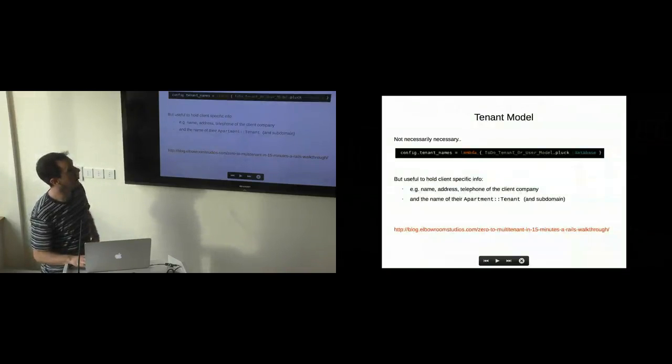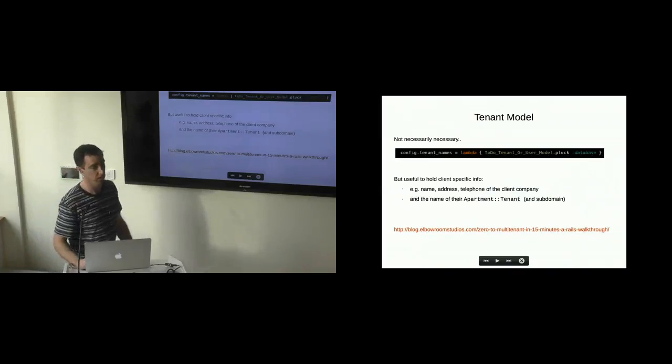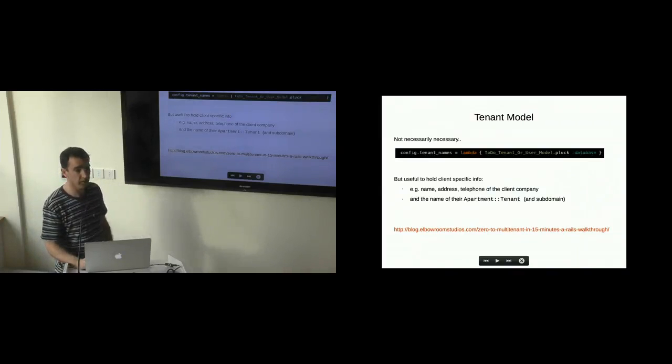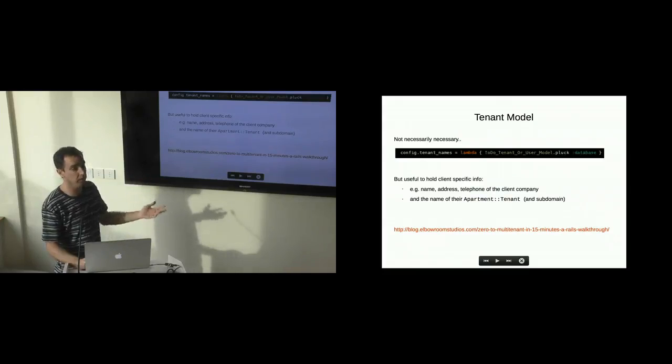So, the tenant model. Typically we'll create a tenant model in our own database, which you can think of as a proxy to the actual database tenants. So, one-to-one, we'll create a tenant record for each of our schemas. As I see it, this is not necessarily necessary, but it seems to be the convention, and it can be a useful place to hold other information about the tenant, about the client company. So we use it to hold the company name, the address, and telephone number of the client company.